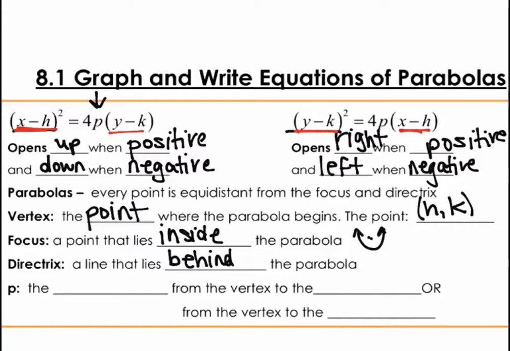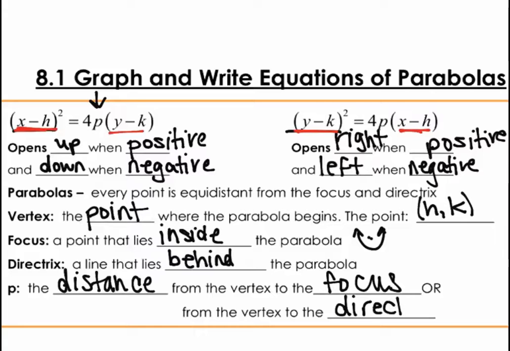The p-value is going to be the distance from the vertex to the focus, or the vertex to the directrix. So that p-value is actually splitting apart the vertex. So you start at the vertex, you go one way to the focus and one way to the directrix.